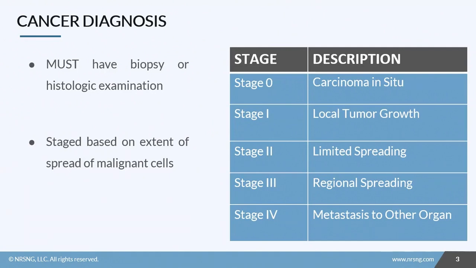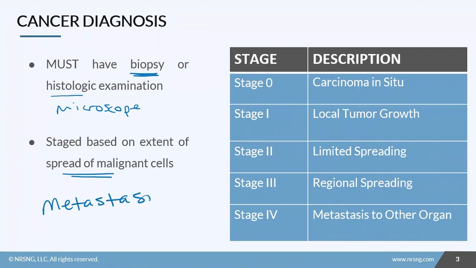Now, as far as diagnosis, an official diagnosis can only be made with a biopsy or a histologic exam. That's when we look at the cells under the microscope and we look for the actual abnormal growth or the abnormal cells. Once we've confirmed that it is malignant, we stage it based on the extent of the spread of those malignant cells, otherwise known as metastasis.